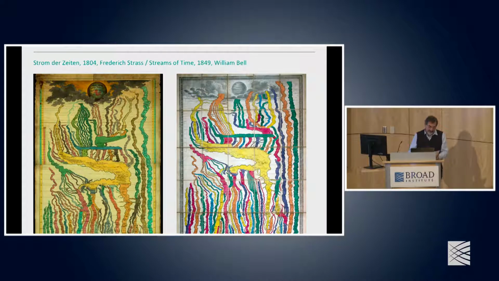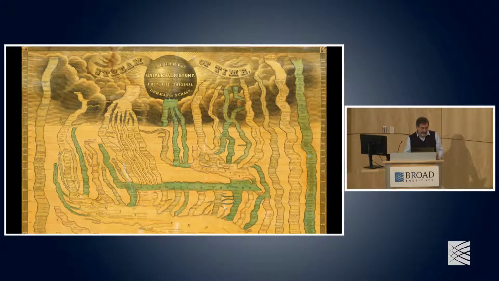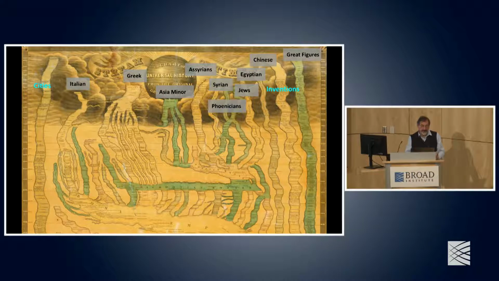Frederick Strauss's Streams of Time add ancient civilization, starting around 1500 after the creation of the world, which emerges from the clouds along the top. The streams flow into a stomach that's the Roman Empire, and then they diverge into modern nations. Civilization flows from 9 streams: Italian, Greek, Asia Minor, Assyrian, Syrian, Phoenician, Jews, Egyptian, Chinese. There's also a stream for great figures. And the American translation by William Bell adds streams for invention and cities.